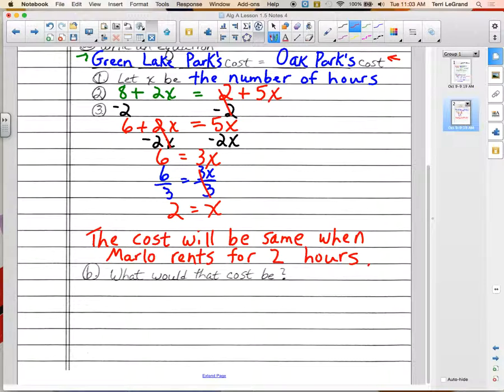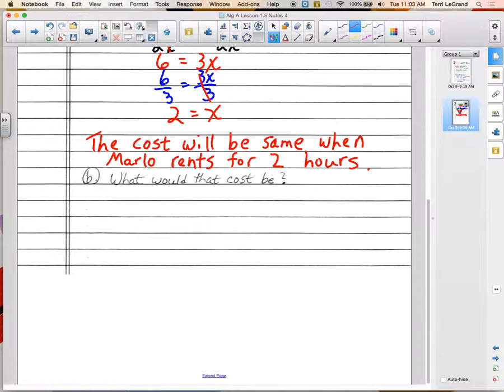Okay, what would that cost be? What are we going to do to figure that out? Take 5 times 2, for the $5 per hour. Are we going to have to do anything other than multiply by 2? Is there any other cost at that part? Do we have to take the 8 times the 2? What do you think, guys? You have to add 8 to what you get.